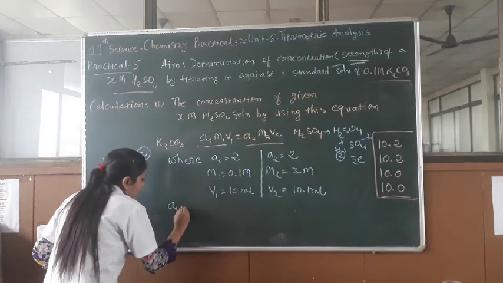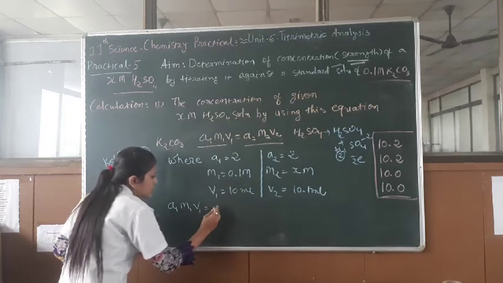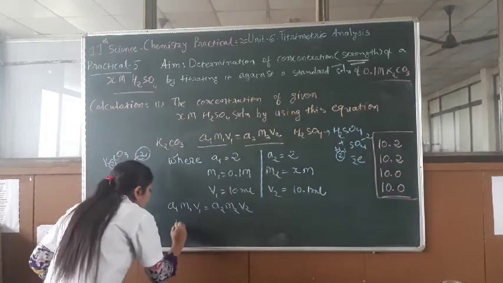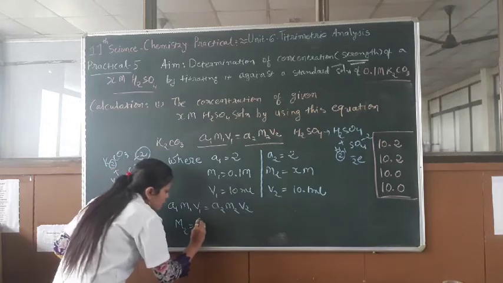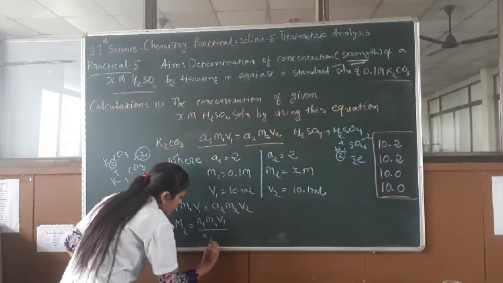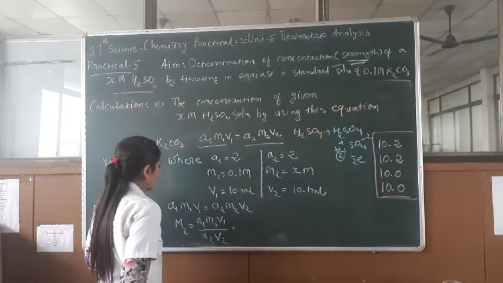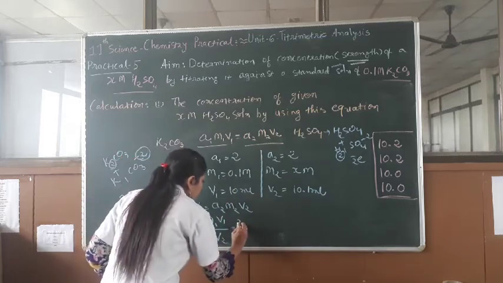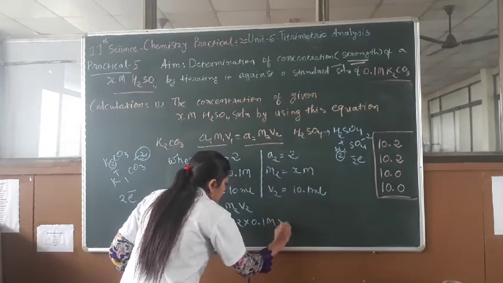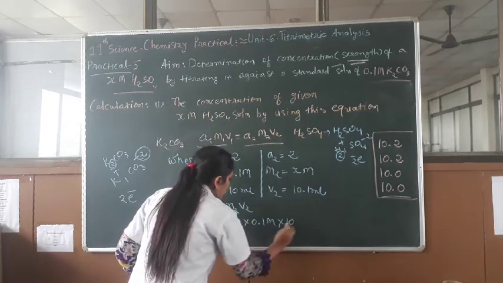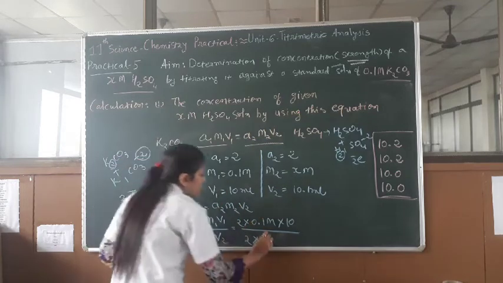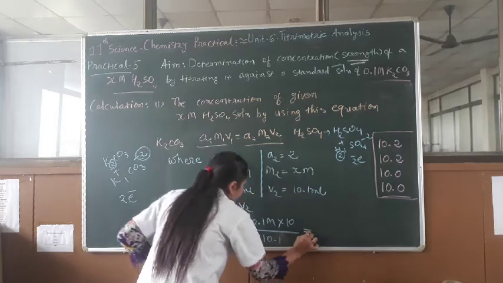So A1 M1 V1 is equal to A2 M2 V2. We have to find M2. M2 is equal to A1 M1 V1 divided by A2 V2. So A1 is 2, M1 is 0.1 molar, V1 is 10, divided by A2 again 2, and V2 is 10.1. Let's calculate.